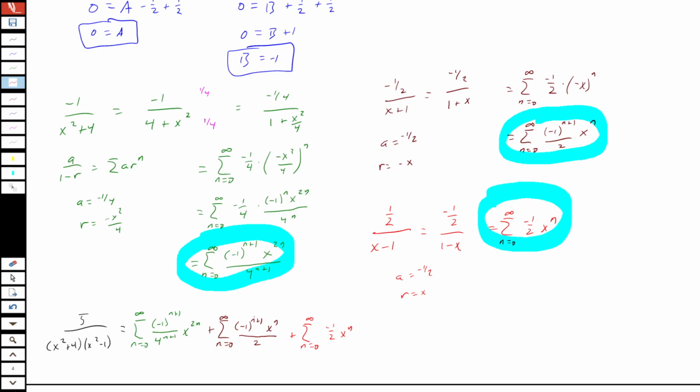Now adding these first two, I think, is going to be a little bit more straightforward, like the one that we did before, because the powers of x line up. But here, I only have every other power. I only have the even powers of x. Okay, so it's going to look a little bit more complicated.